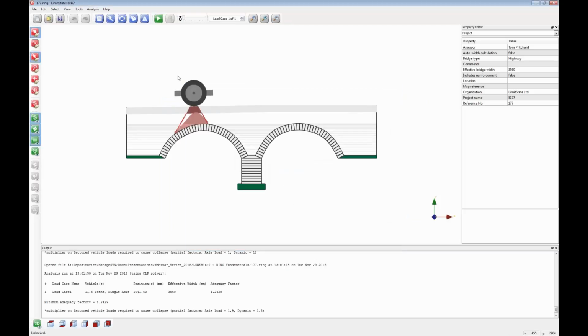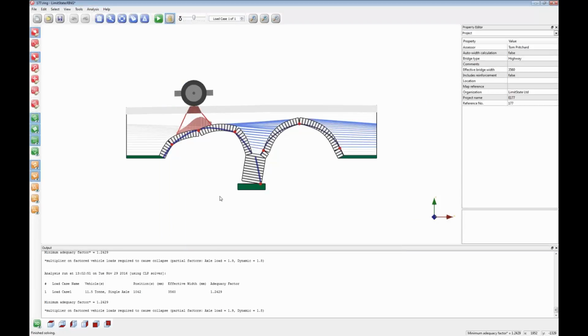So that means that when I solve the problem, I now have effectively an over design factor, or an adequacy factor as we call it in the context of assessment. So this is basically telling me that my specified loading is safe, and the bridge can carry this load. However, I've only just applied this load at one particular location.